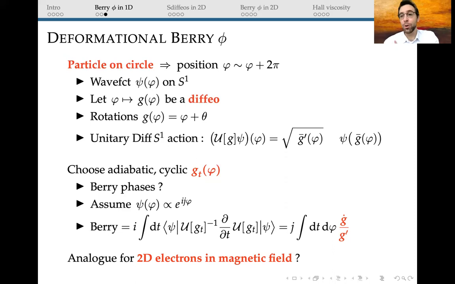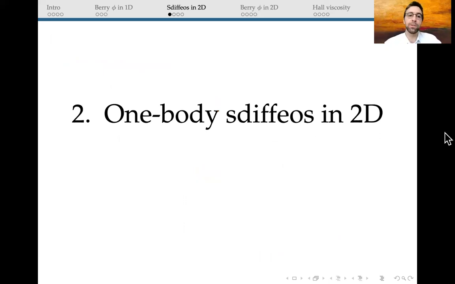Please do interrupt. So what I have done so far was to talk about one-dimensional deformational periphases. And now I want to move on to higher dimensions, specifically to a plane. In order to do this, there's a preliminary that I need to address. Namely, I need to tell you how area-preserving deformations, ZDFOs, act on one-body wave functions in the plane.